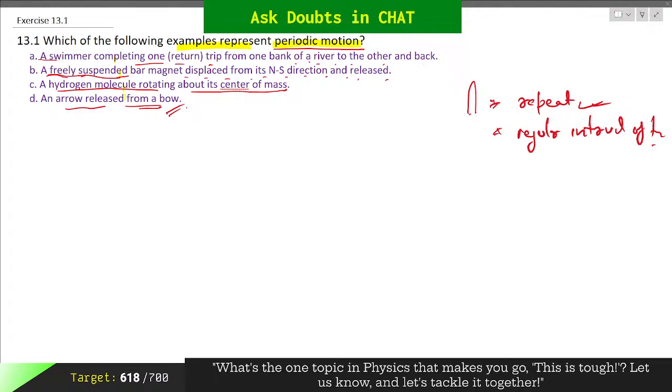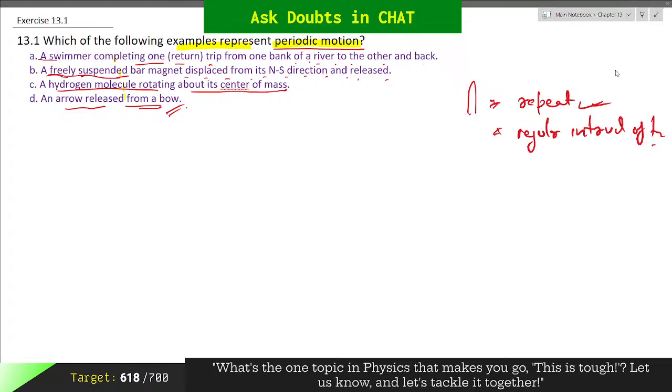The third option is a hydrogen molecule rotating about its center of mass. So here again, when we talk about the nature of motion, the hydrogen molecule rotating about its center of mass is a rotational motion, and yes, it is periodic because it completes one full rotation and continues to rotate in the repeating cycle. And the fourth option is an arrow released from a bow. So this motion is not at all a periodic motion, because once the arrow leaves the bow it never returns back, so it is not a repetitive motion. We can't call it a repetitive motion.